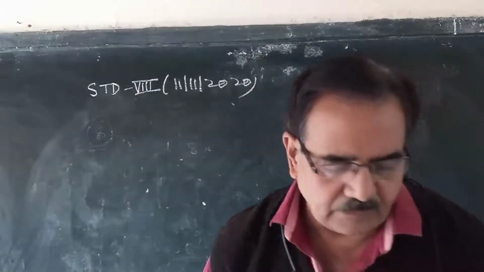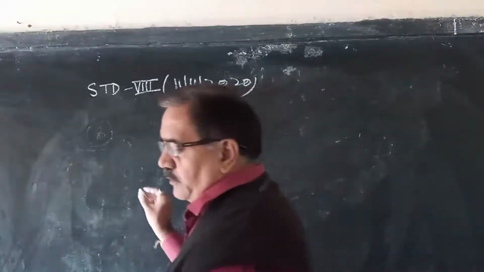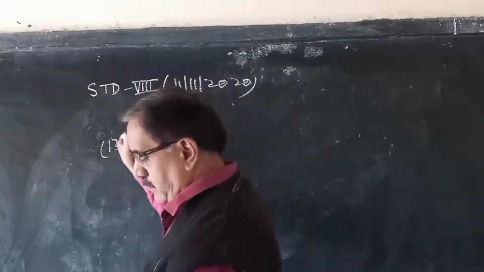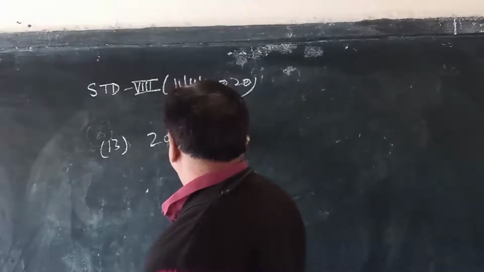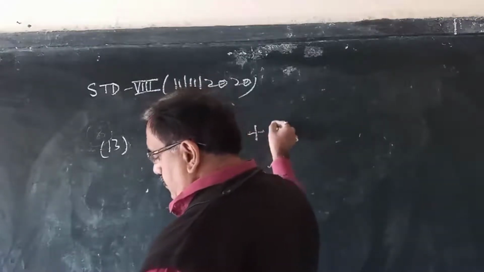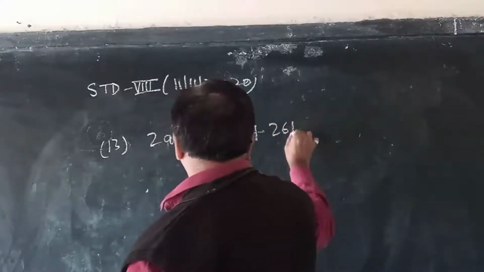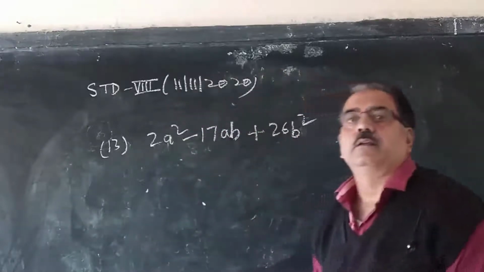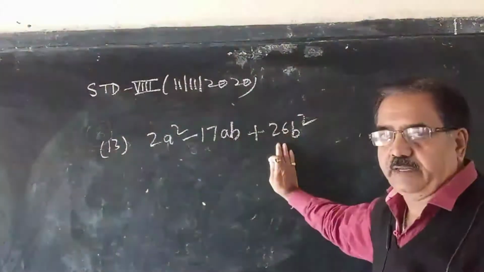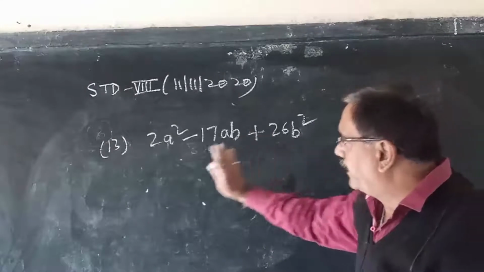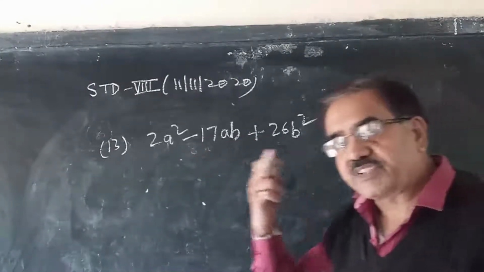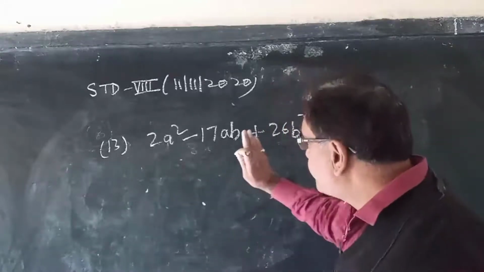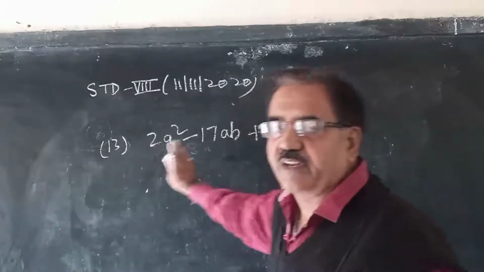Next, question number 13. 2a squared minus 17ab plus 26b squared. Here, the last term is not a constant, and two variables are there, a and b. We will follow the same rule. Why? We are splitting the middle term, not the first and last.